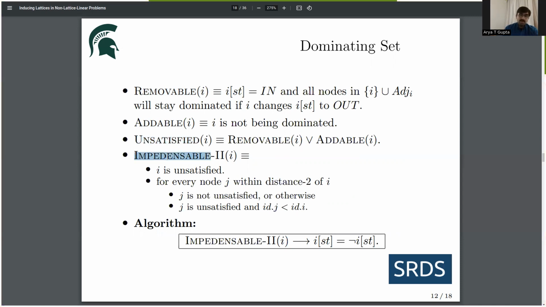To determine if I is impedanceable, I has to be unsatisfied. And the second condition is for every node j within distance 2 of I, this is important, distance 2 of I, j should not be unsatisfied, or if j is unsatisfied, then the ID of j should be less than the ID of I. The algorithm is as follows. If I is impedanceable, then I will toggle its state. If it is in, it moves out, and if it is out, it moves in.